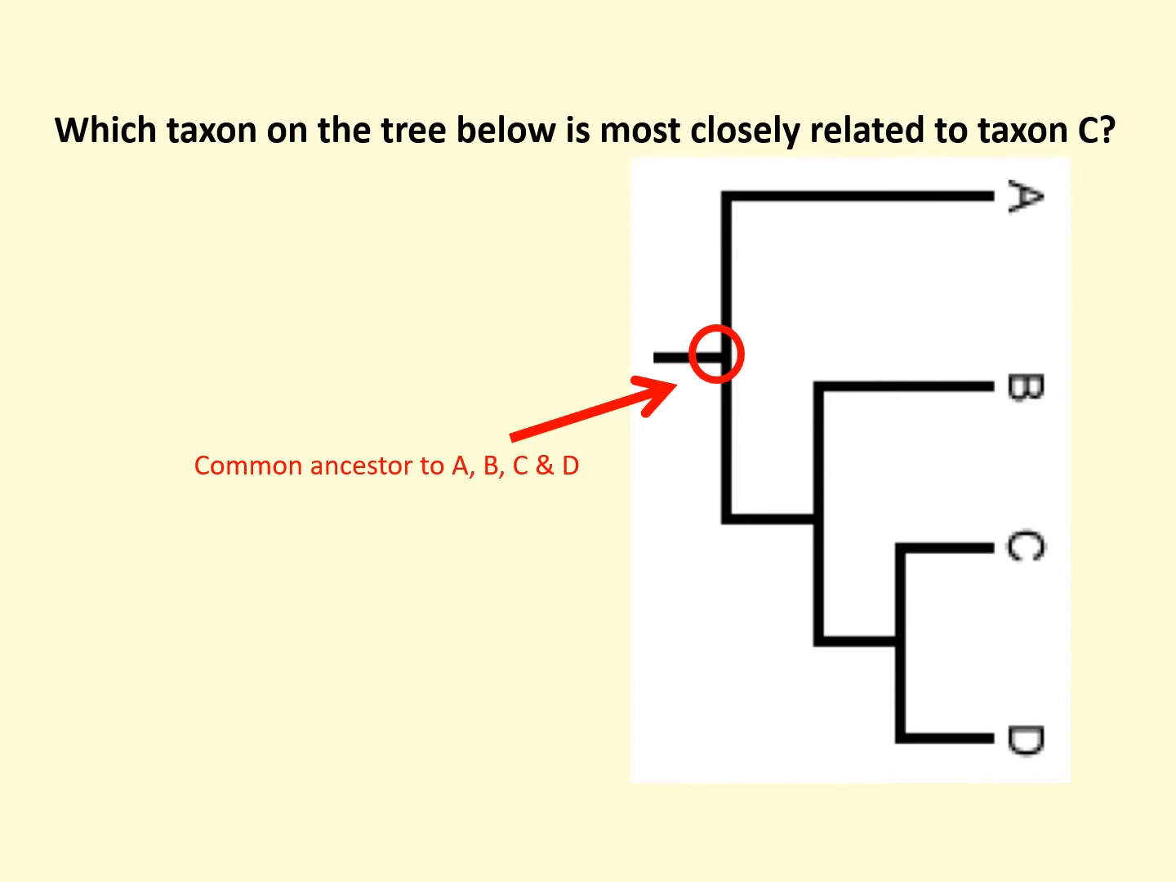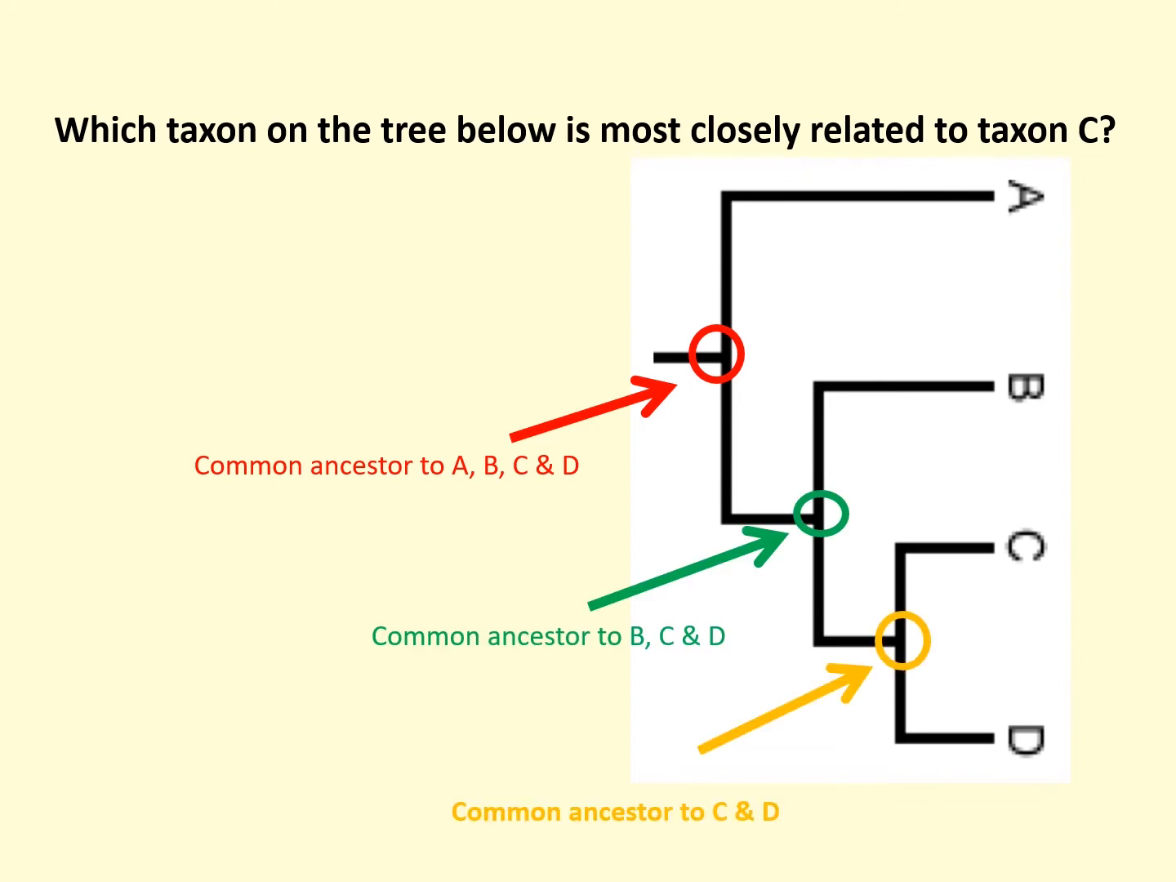So this point right here is the common ancestor to A, B, C, and D. Right here at this point, this is going to be the common ancestor to B, C, and D. And then right there at that point is the common ancestor to C and D.